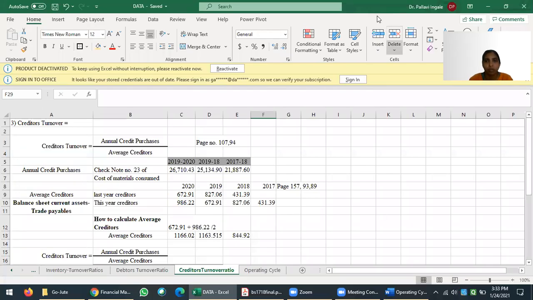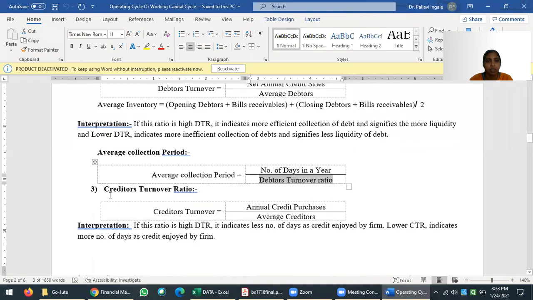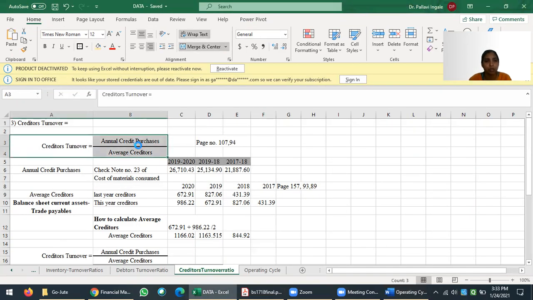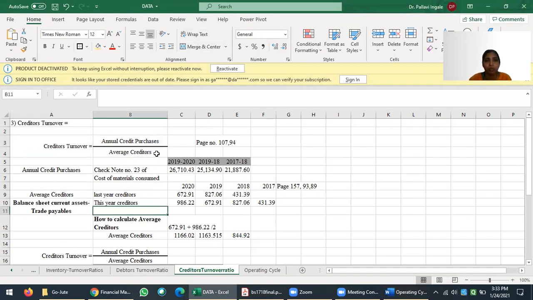Okay, now we are going to see the next part of our operating cycle, which is the creditors turnover ratio. How to calculate that? The formula we have is creditors turnover ratio and credit purchase. So I will just copy this formula here. I have already copied it here. This is the formula I have.